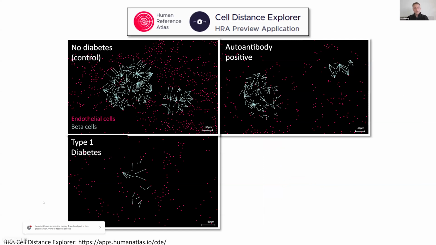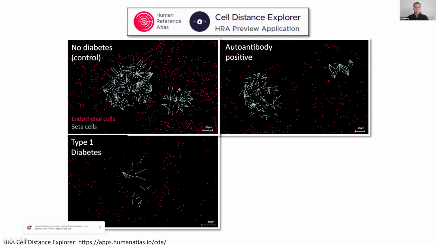So these are a couple of the images that we got from the Cell Distance Explorer. This is showing a rendering of the pancreatic islets. You can see in the top 2 images, from the control patients and the autoantibody positive patients, pretty normal, healthy islets showing a bunch of beta cells. Those lines are showing the connections to the nearest endothelial cell. And then in the image at the bottom, we can see a patient with type 1 diabetes where there's beta cell loss in the islet, with much fewer beta cells.